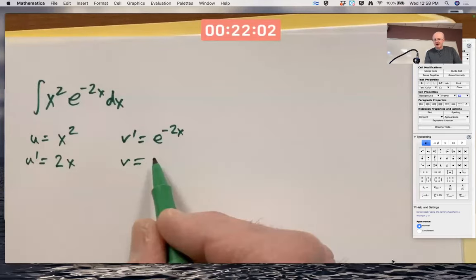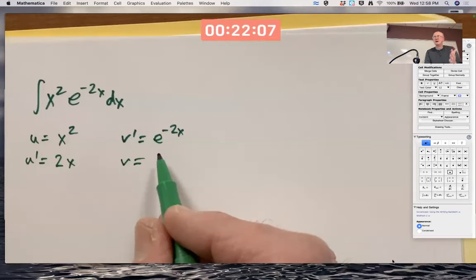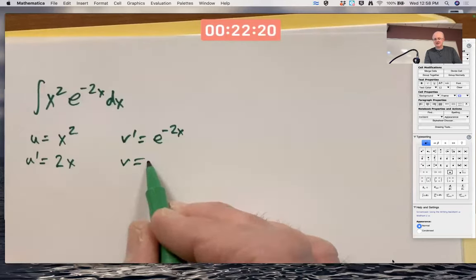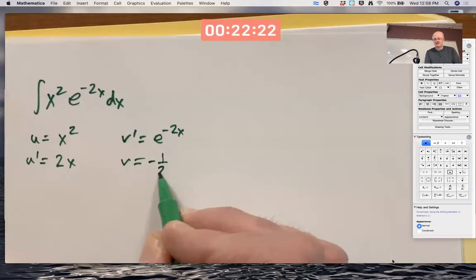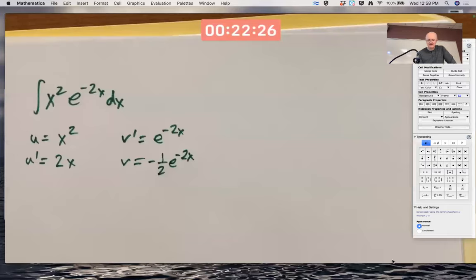To find v here, I need to integrate this, but it's a little tricky. To be extra careful, you'd want to do a substitution to find v, w equals negative 2x, say. But once you've got enough practice with this stuff, in situations like this, you can just guess the answer. And there's the correct guess. Why?